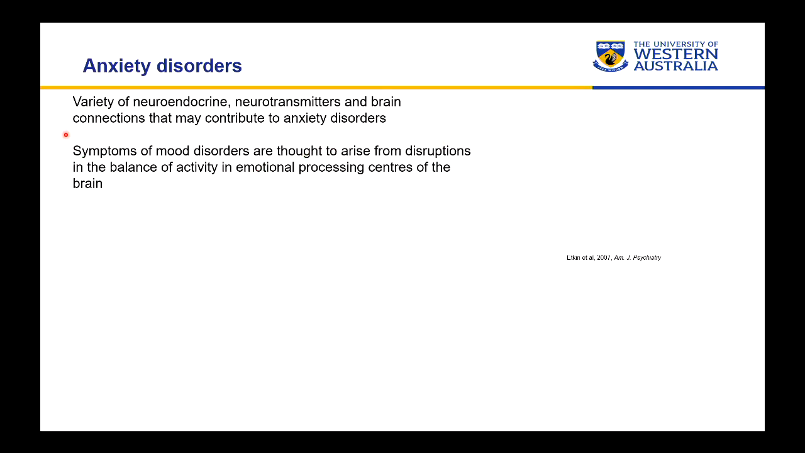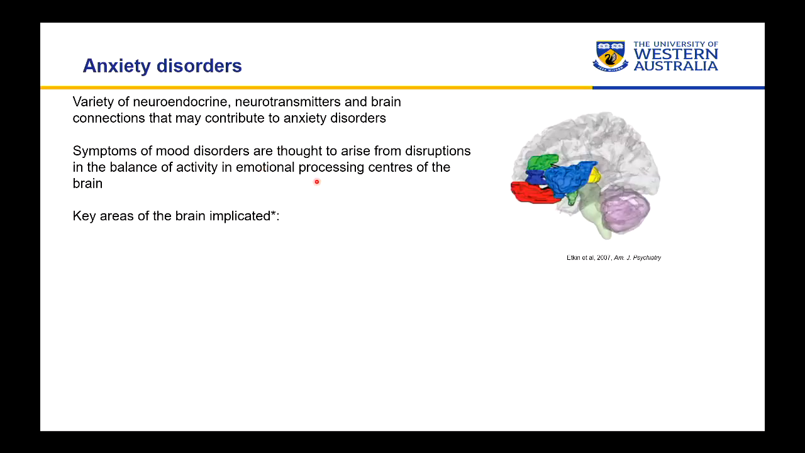But most of the changes that we see in anxiety disorders are thought to arise from disruptions in specific areas of the brain that are important for emotional processing. And this is just one brain map showing you some different parts of the brain that might be affected. Again, we're generalizing many different anxiety disorders at the moment, but these are some of the key areas that are generally seen to be changed in some way.